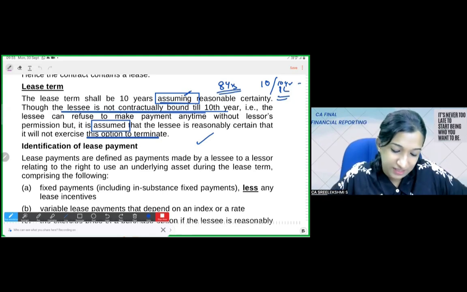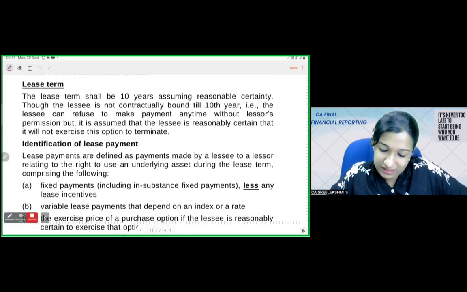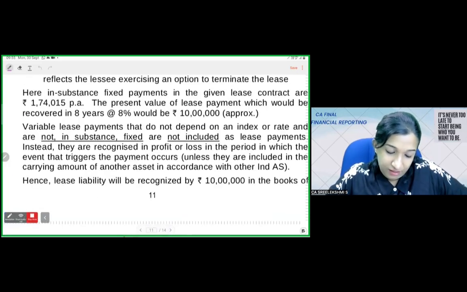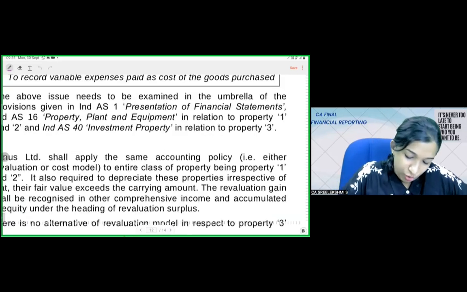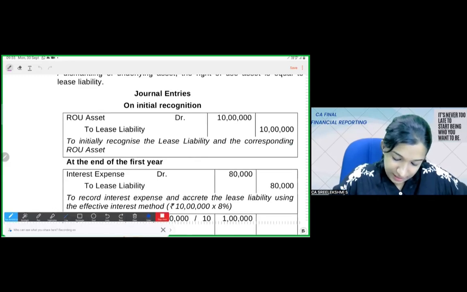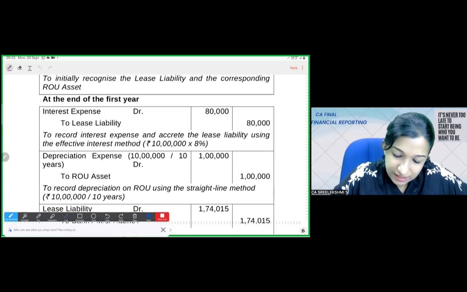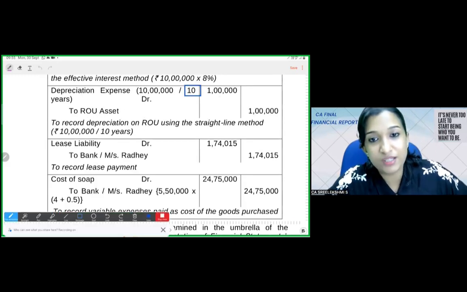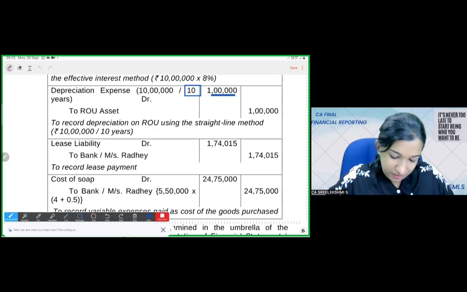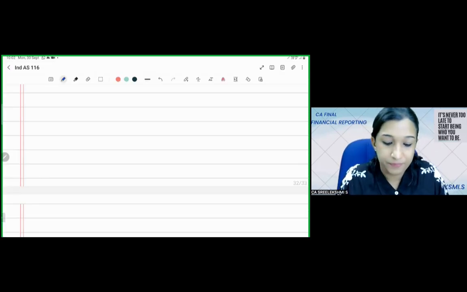The identification of lease payments in substance, 1,74,015 you are paying, 10 lakhs. So ROU asset, I think it's fine. ROU asset to lease liability, 10 lakhs. Interest expense to lease liability, 80,000. Depreciation, if you assume the lease term as 10 years, depreciation will be 1 lakh. If you assume the lease term is 8 years, depreciation will be 1,25,000. Lease liability to bank, cost of SOPs. First, it is all fine. I hope that's okay.